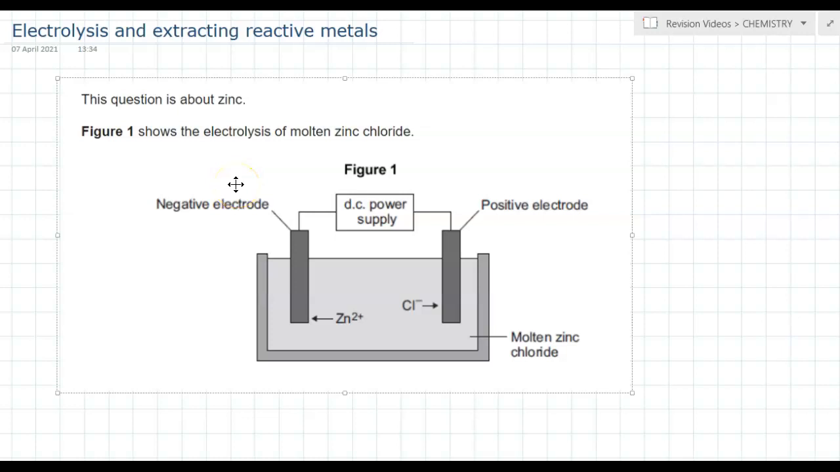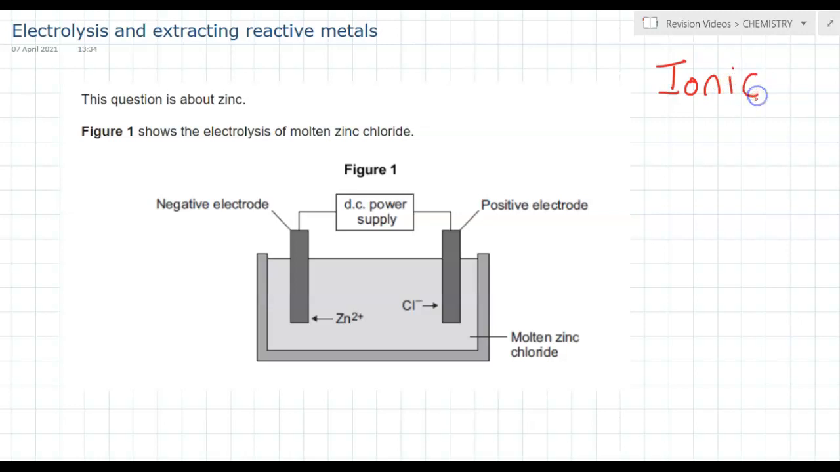Okay, final short video for Chemistry Paper 1 that applies to both foundation and higher tiers. It is about electrolysis and how we use electrolysis to extract reactive metals. So remember what electrolysis is. Electrolysis means splitting up a compound using electricity. Those compounds have to be ionic compounds, which means they consist of a metal bonded to a non-metal.